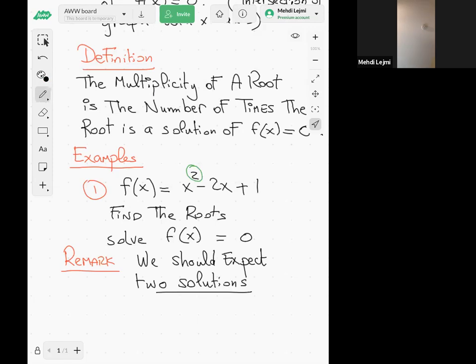All right, because the degree n is equal to 2. So if the degree is 4, then you should expect 4 solutions. If the degree n is 10, then you should expect 10 solutions of f of x equal to 0. Okay, so when you solve a polynomial equal to 0, then the number of solutions is supposed to be the same as the degree.